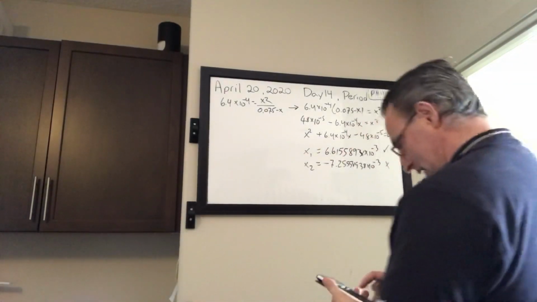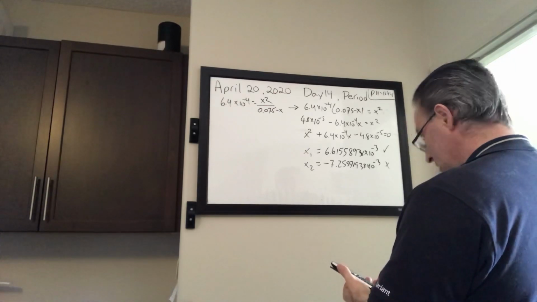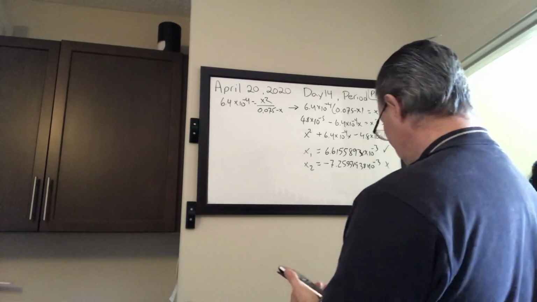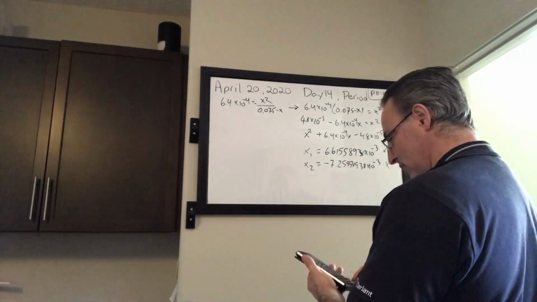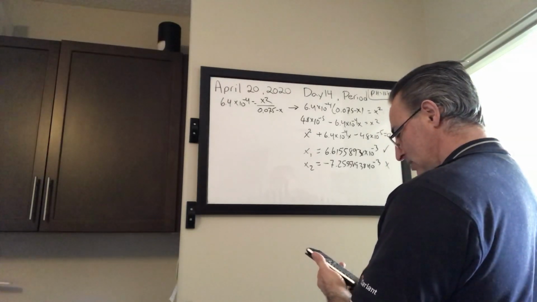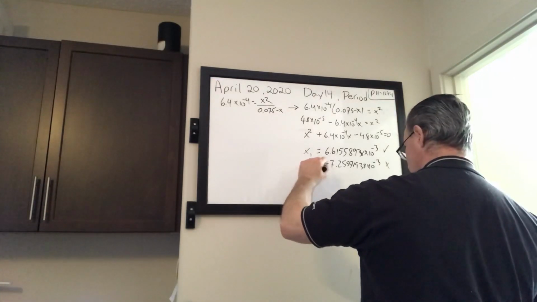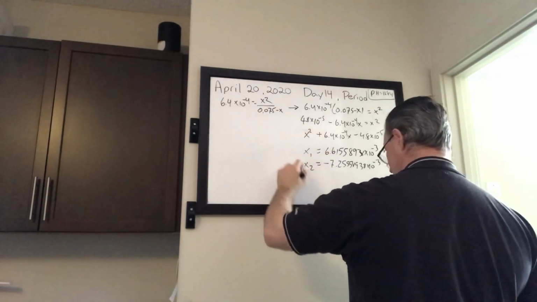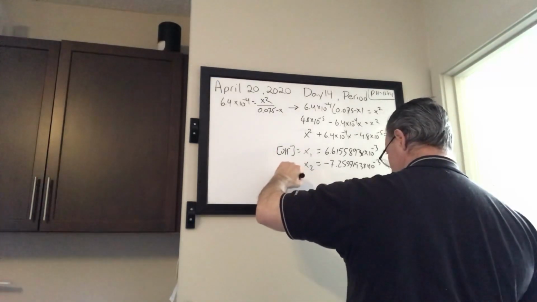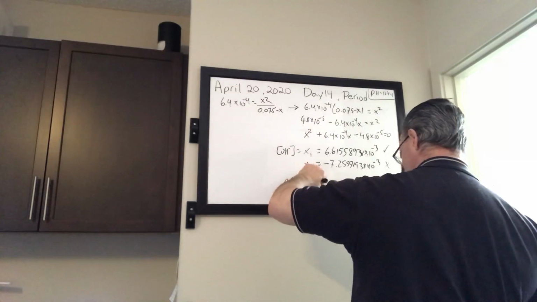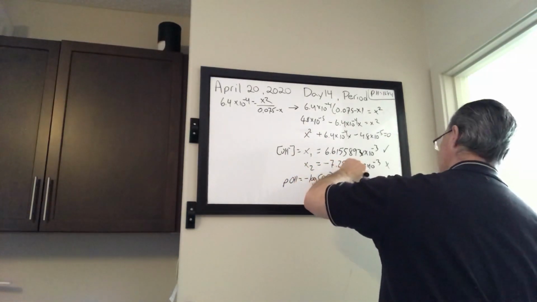So go back to normal mode. Log of 6.615583938 exponent negative 3 gives you a pOH. So this was the OH concentration. Okay, I should have said that equals the OH minus concentration. So the pOH is equal to negative log of the OH minus concentration, which gives you 2.1794.